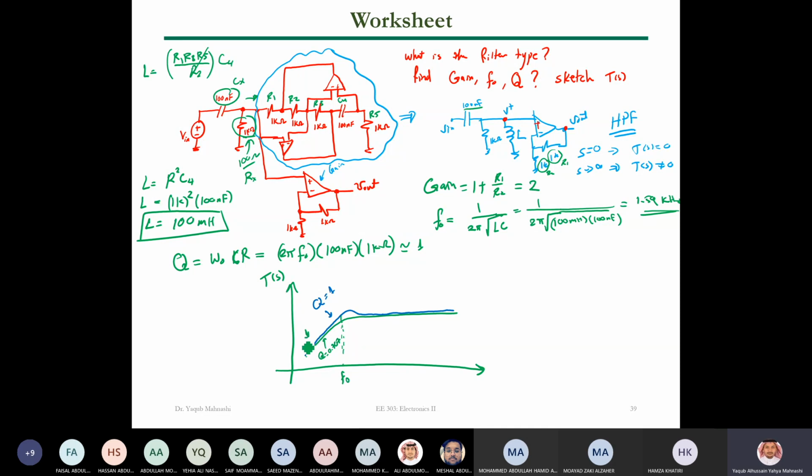And then we expect, what is the slope of this one, Shabab? What do you think? Minus 40 dB. Exactly. It's minus 40 dB. And also we have a gain of 2.